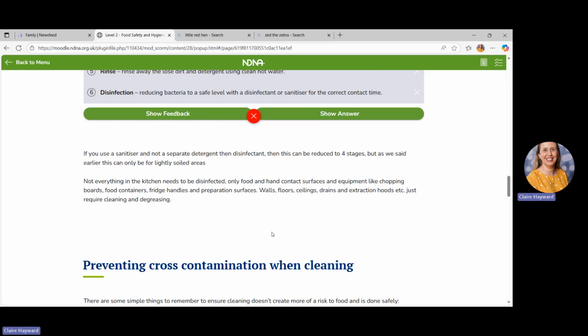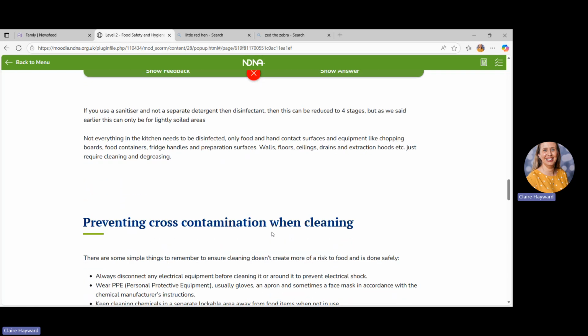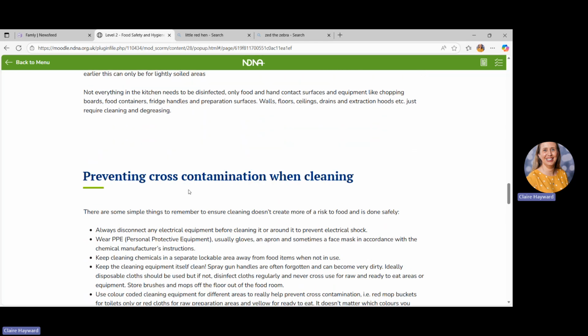If you're using a sanitizer and not a separate detergent and disinfectant, then this can be reduced to 4 stages. But as we said earlier, this can only be for lightly soiled surfaces. Not everything in the kitchen needs to be disinfected. Only food and hand contact surfaces and equipment like chopping boards, food containers, fridge handles and prep surfaces. Areas like walls, floors, ceilings, drains, etc. require cleaning and degreasing.